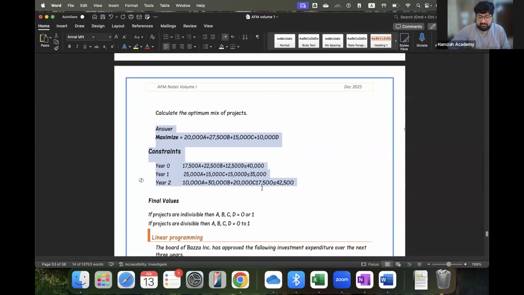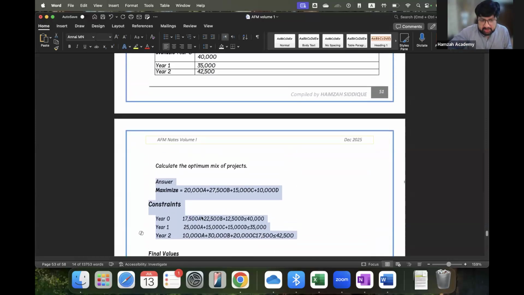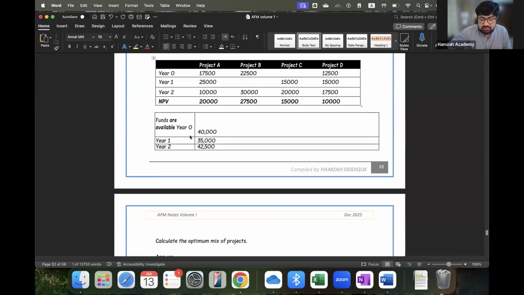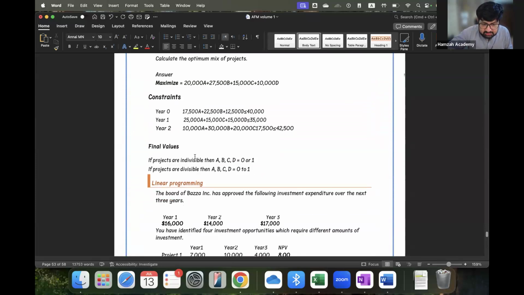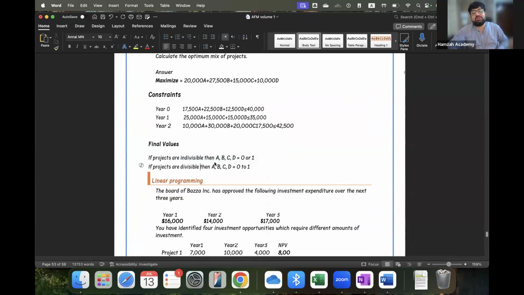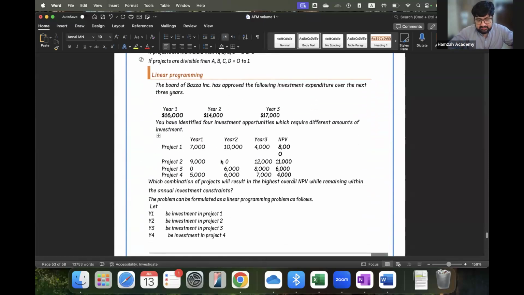Next, the final value. Now you will put the value if you want to take it. If the projects are indivisible, the value is 0 or 1. So put the values in the system and it will make a decision.